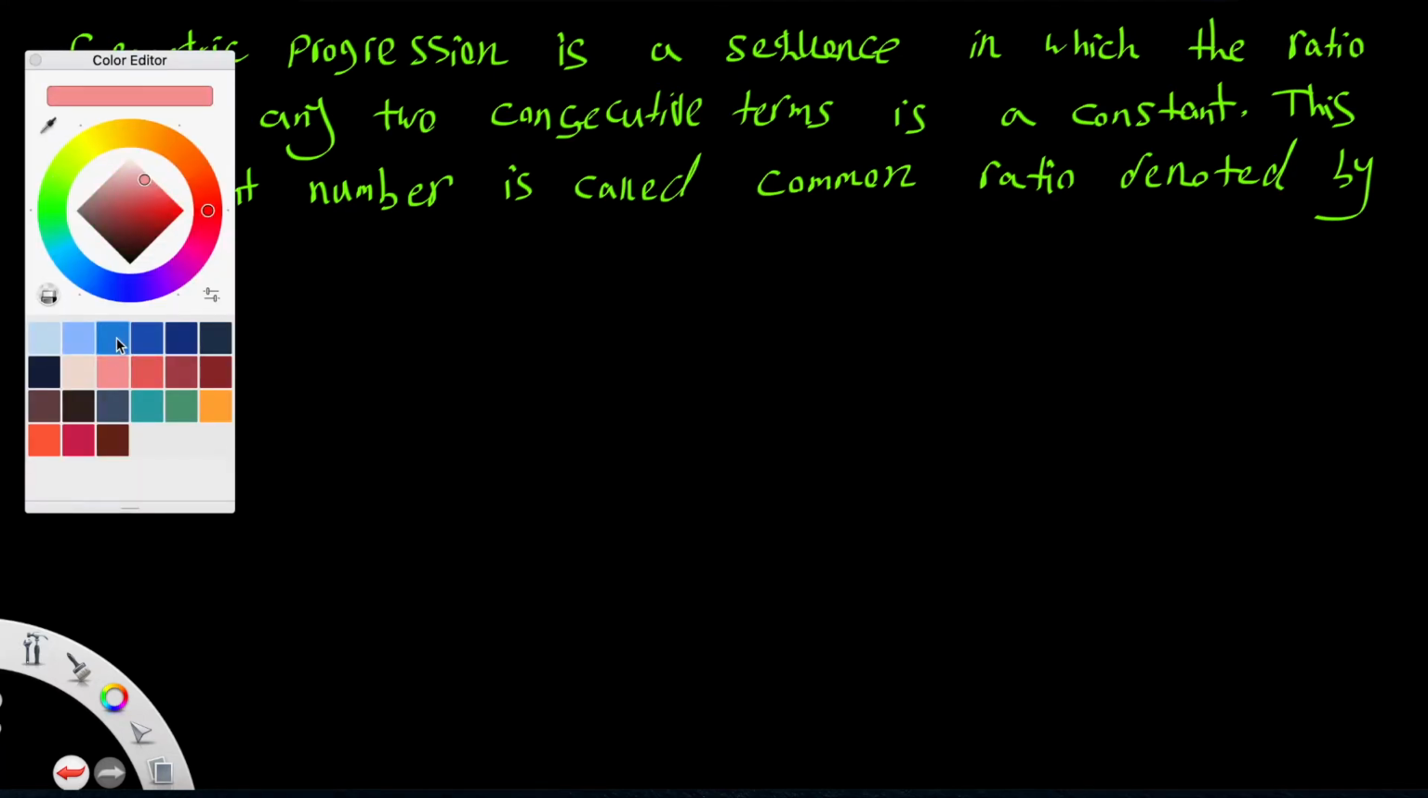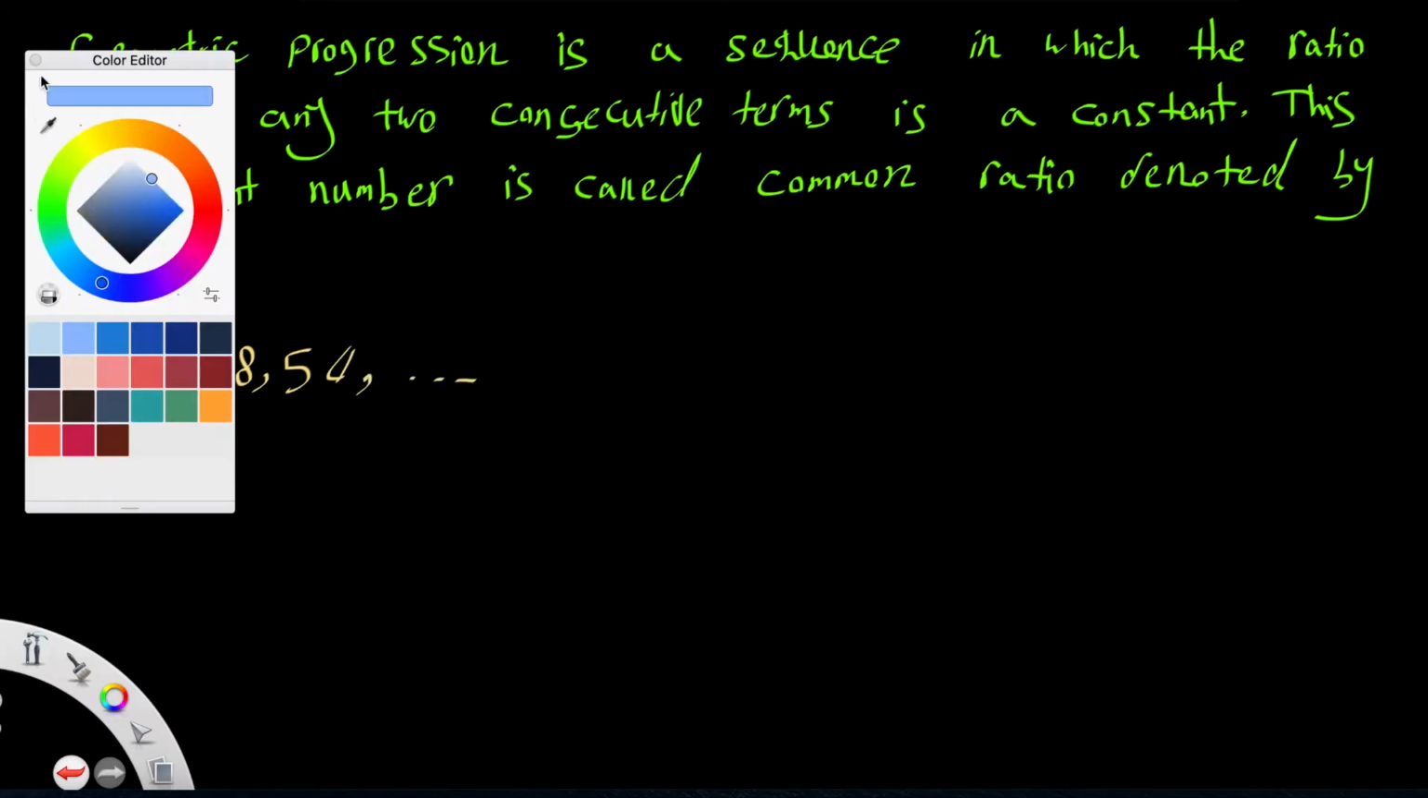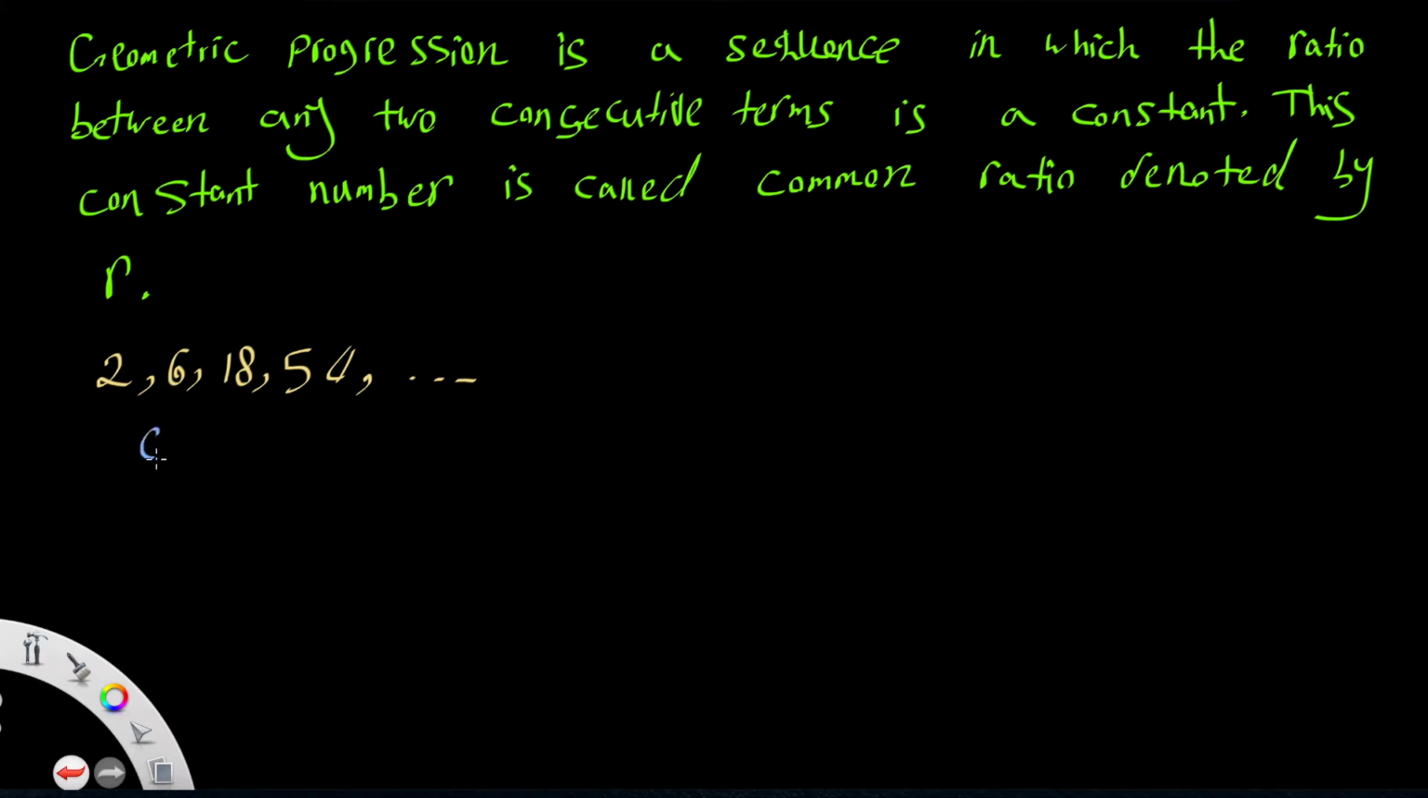Let's look at this example. For example, you have this geometric sequence 2, 6, 18, 54, and so on and so forth. As you notice here, the ratio between 6 and 2, which is 3, is the same as the other two consecutive terms: 18 to 6 is equal to 54 to 18. They all have the same ratio, which is equal to 3. This constant number 3 is called the common ratio, denoted by r.